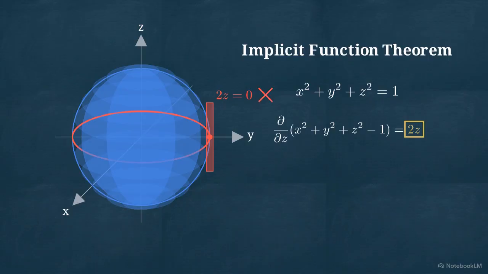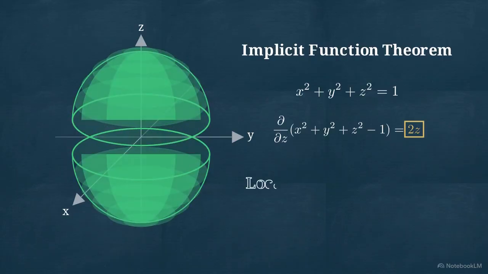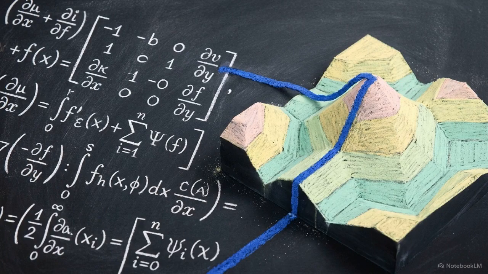If z is 0, we're exactly on the equator. There, the surface curves vertically, failing the test. But everywhere strictly above the equator, or strictly below it, the derivative is non-zero. The surface is valid, and a local solution is absolutely guaranteed. The algebraic calculation of the derivative maps out the exact geometric boundaries of solvability.